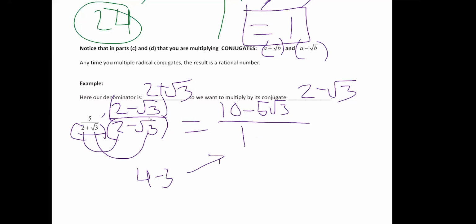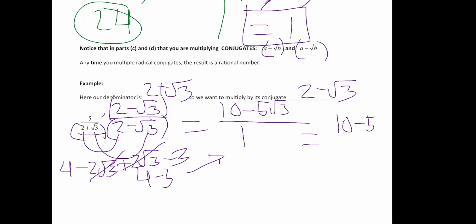You could FOIL it out if you don't believe me. When you have a conjugate and you FOIL it out, you would have 4 minus 2 radical 3 plus 2 radical 3 minus 3. The radical parts are always going to cancel out. So you can skip those steps and just multiply the first thing and the first thing, the last thing and the last thing together. But this would be our answer. Obviously, if you divide by 1, that's just this, so technically you could simplify it.